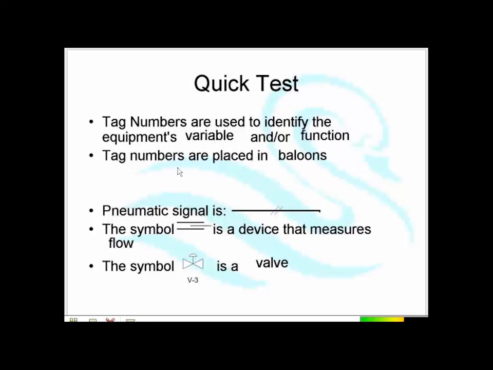Oh, there's a quick test here. Can't really do that because the answers are being written in.